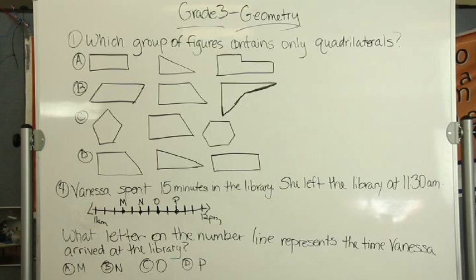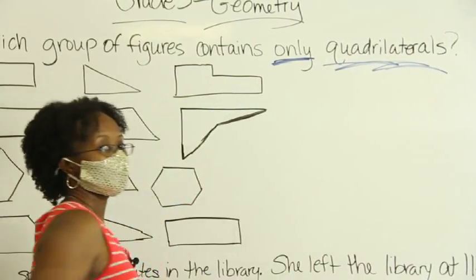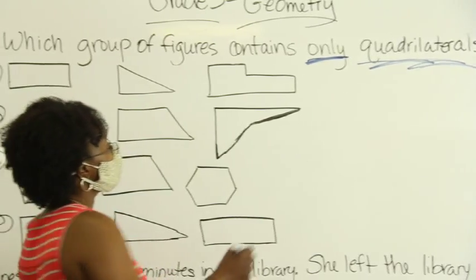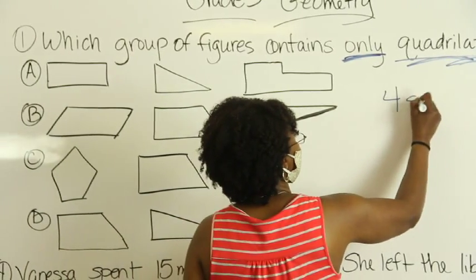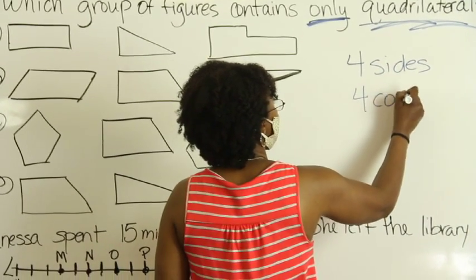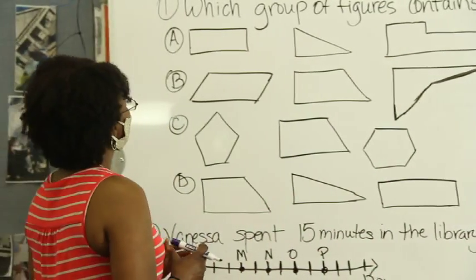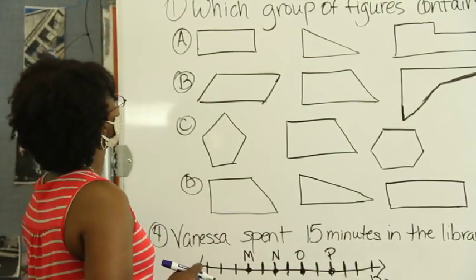Okay, let's get started. Question 1. Which group of figures contains only quadrilaterals? So you want the group that has only quadrilaterals. A quadrilateral has 4 sides and 4 corners. So we have to find the group that has 4 sides and 4 corners.